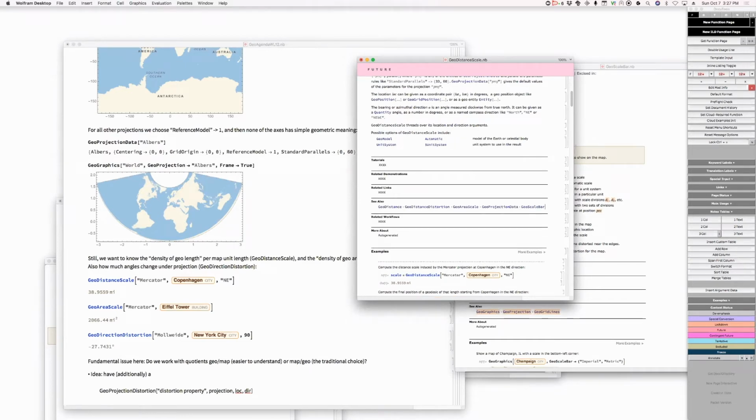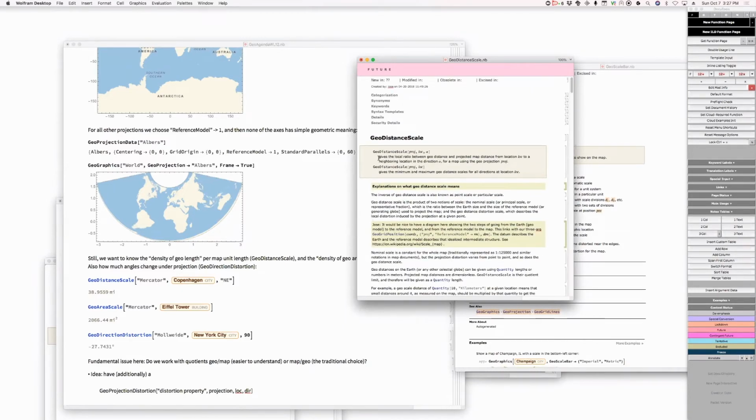So there is geo area scale, which is the very same thing for areas. Okay, it gives the local ratio. Why don't we say between actual geodistance and projected map distance?